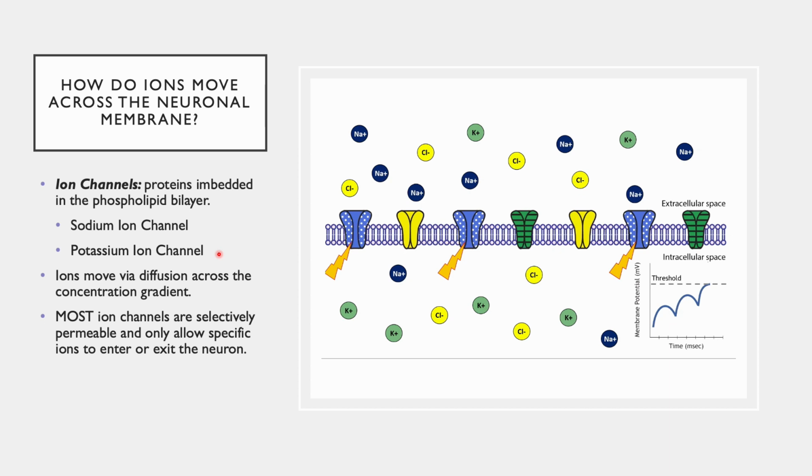Most ion channels are only selectively permeable to sodium or potassium and will only allow specific ions to enter or exit the neuron. But remember, there's another form of transport we've talked about in class known as active transport. This is when ions are going to move against their concentration gradient. And because they have to move against their concentration gradient, they must utilize energy provided by adenosine triphosphate, or ATP.